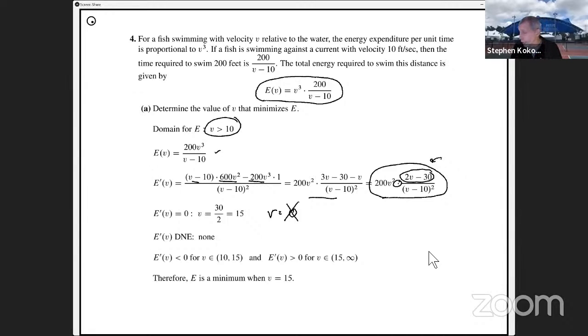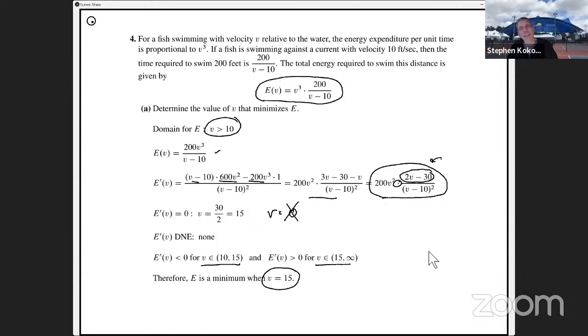Now, I didn't draw a sign chart for this one. Here's a problem again for 8 o'clock tomorrow morning. But it turns out that the derivative is less than 0 for v in that interval. It's greater than 0 for v in that interval, so it turns out that the derivative is negative and then positive. And so, in fact, there is a minimum when v is equal to 15. And that's pretty cool. It seems to me kind of naively here that the fish would have to swim a lot faster than that.